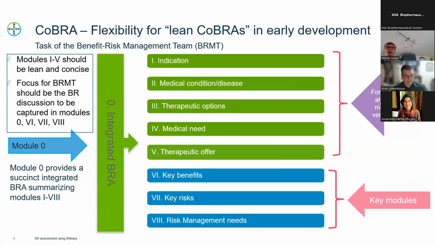As said, the COBRA, the core benefit risk assessment, is our process for doing those. And this is one of the tasks of the benefit risk management team. It consists of 9 elements.